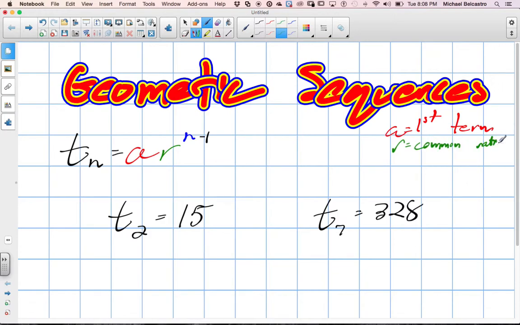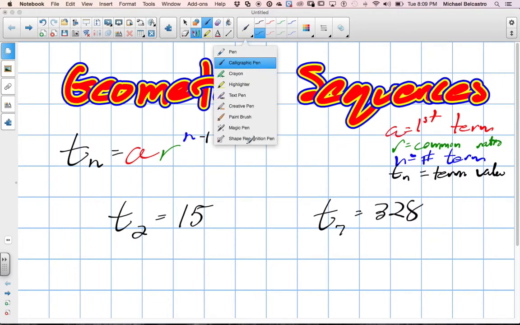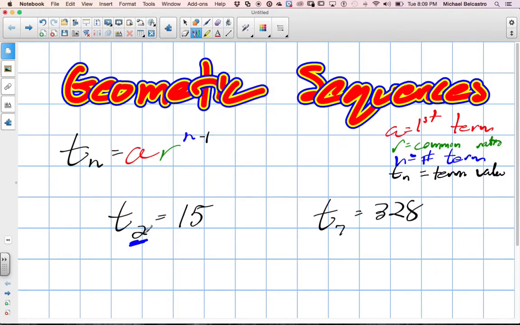So it's what we're changing by multiplicatively, so when we multiply. And n is the term number, that's probably a better way to put it. And then Tn is the term value, so how much that specific term is worth. So these are term values they've given us in our question. They've said that the second term value is 15.